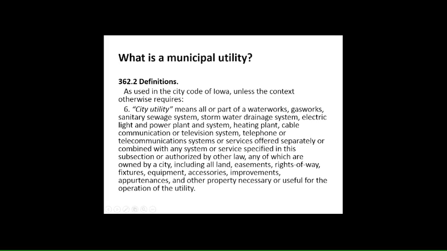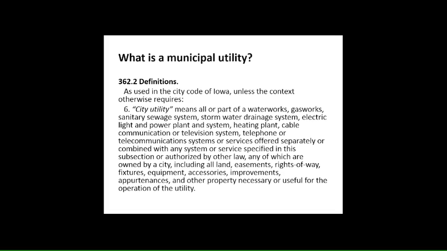Let me start right off with the definition of what is a municipal utility. What I have given you in the first slide is the definition. Now, there are two parts of that definition that have some interest for us. The first part is simply the list of what are municipal utilities, and you can just look at the list.